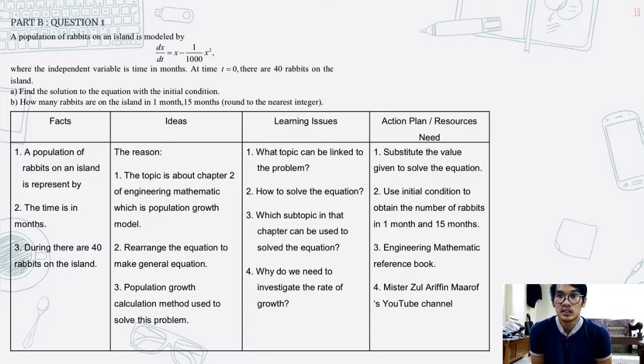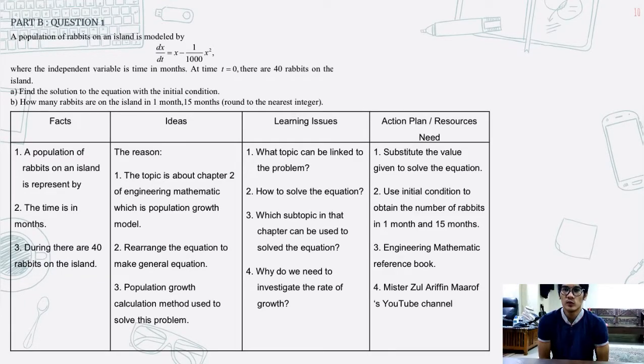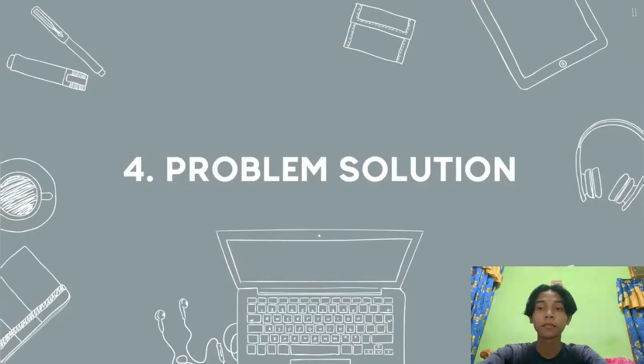Action plan and resources needed. Firstly, substitute the values given to solve the equation. Secondly, use the initial condition to obtain the number of rabbits in 1 month and 15 months. Thirdly, all the methods above are referred from the Engineering Mathematics reference book. Lastly, we refer to Mr. Zul Arifin Ma'ruf YouTube channel.